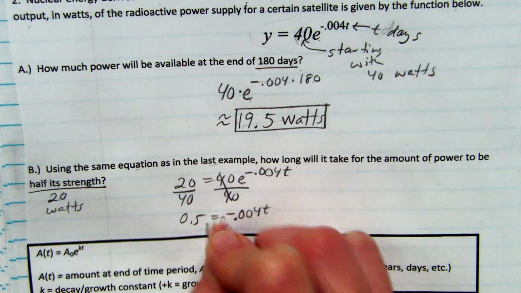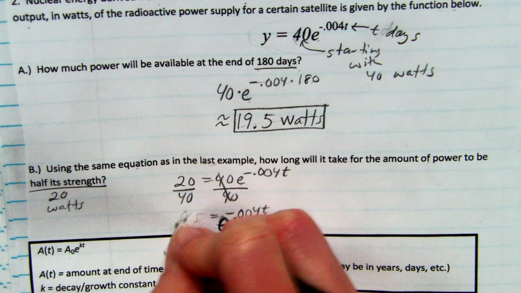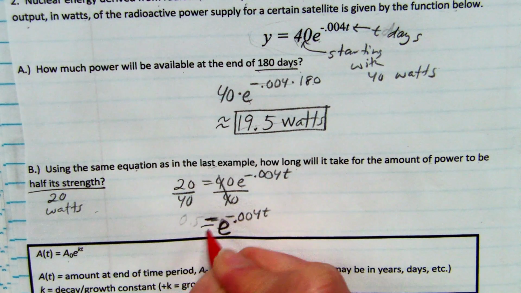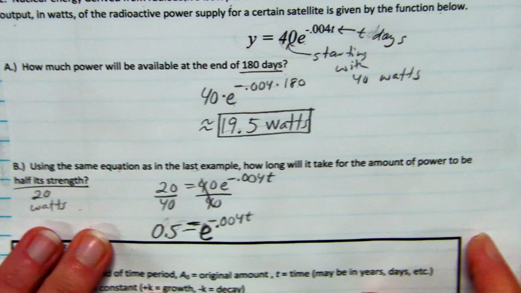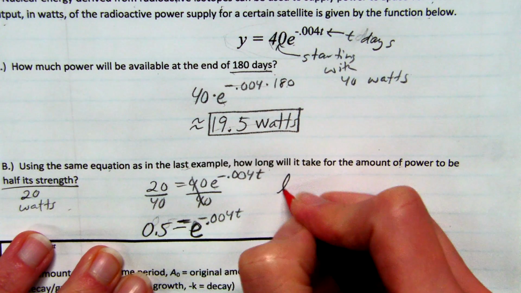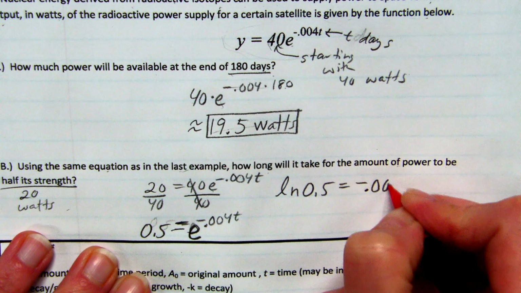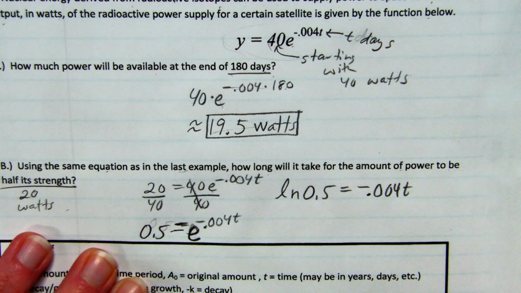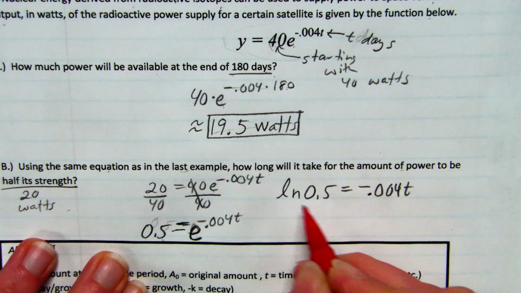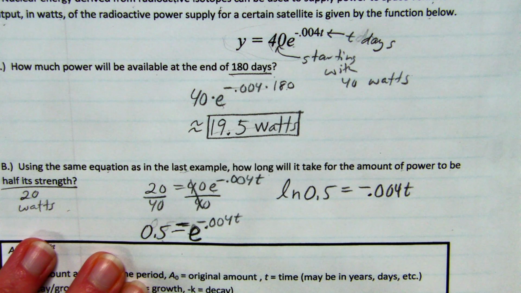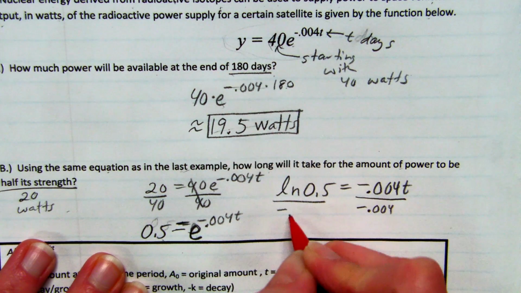I'm going to make the e bigger so it looks more like a power. This eraser doesn't work very well, sorry. 0.5. So if we rewrite this in natural log form, I'm just going to skip to that, you'll have natural log of 0.5 equals negative 0.004 t. So you'd have log base e of 0.5. I just skipped all that, went ahead and wrote it as natural log. And then to solve for t, you divide by negative 0.004.